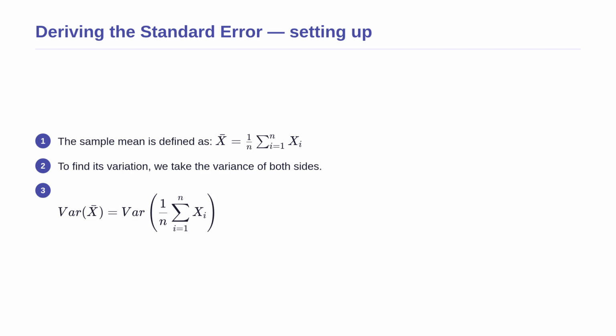To find how much this sample mean varies from one sample to another, we need to calculate its variance. We take the entire formula for the sample mean and place it inside the variance function. This sets up the mathematical operation we need to perform to find the spread of our fraction. Understanding this setup is the crucial first step in our proof.